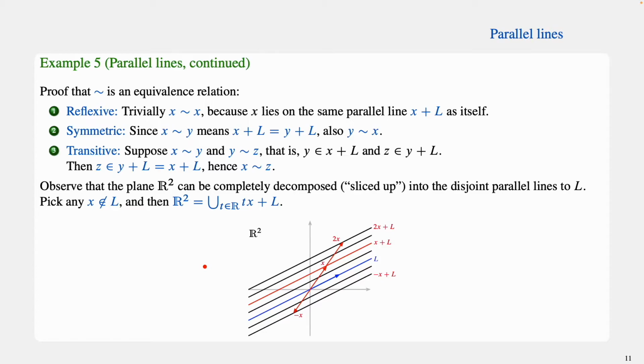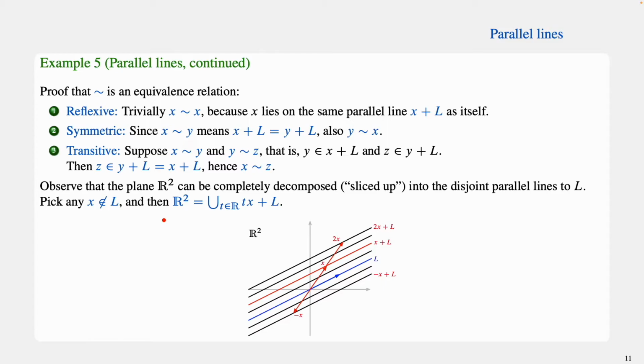And we make an important geometrical observation here. We can completely decompose the plane R2 into parallel lines of L. So here I indicated that with a few of the parallel lines which have integer multiples of X as their difference, but of course between these sample lines there are infinitely many other parallel lines that make up the whole plane. So yeah, we can say we slice up the plane into these disjoint parallel lines.